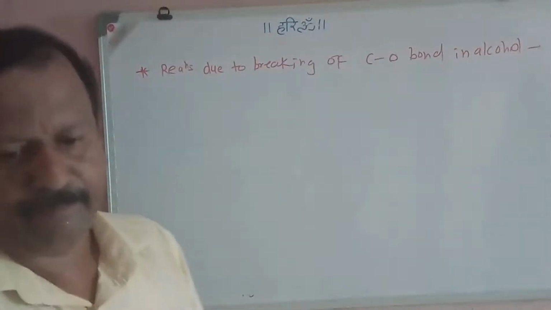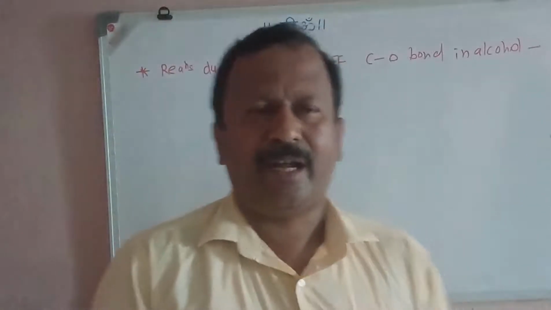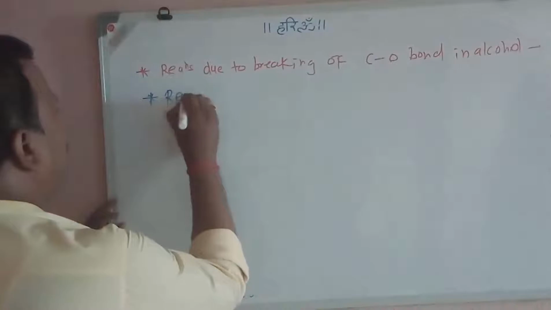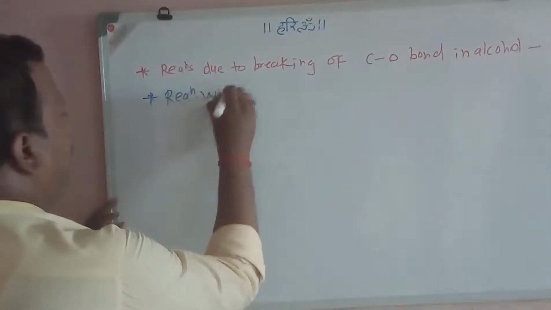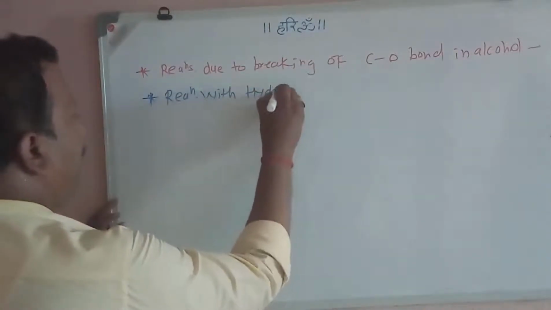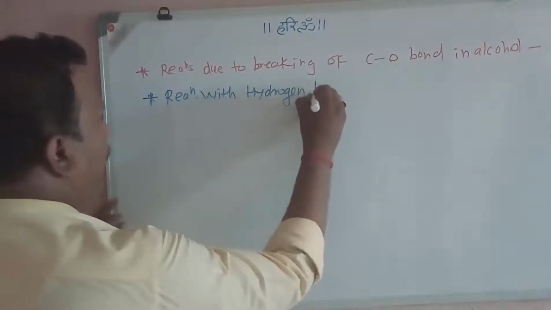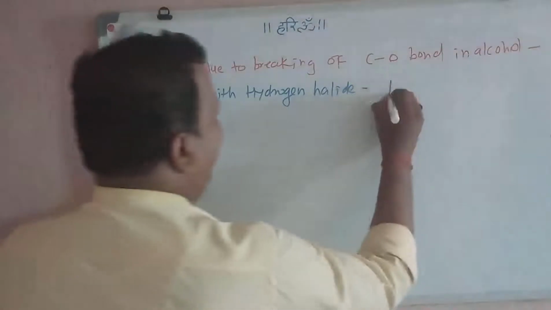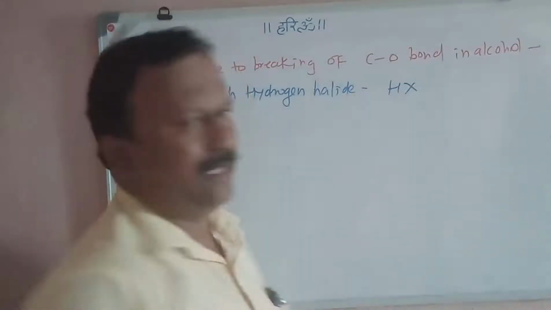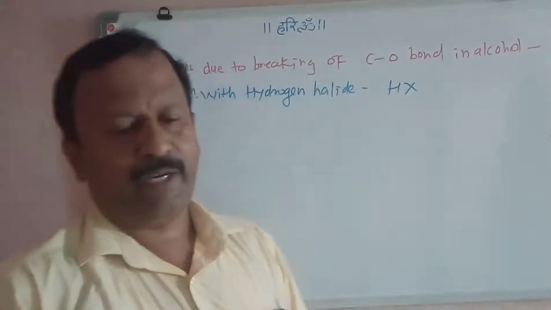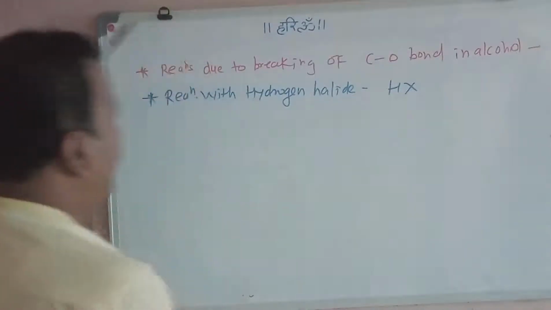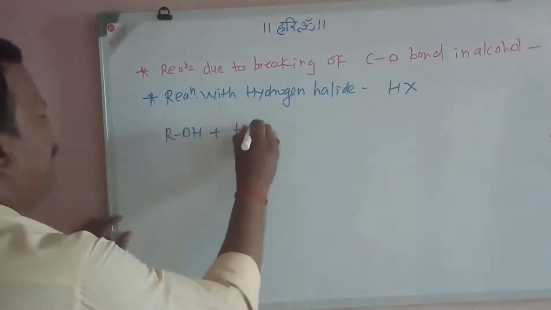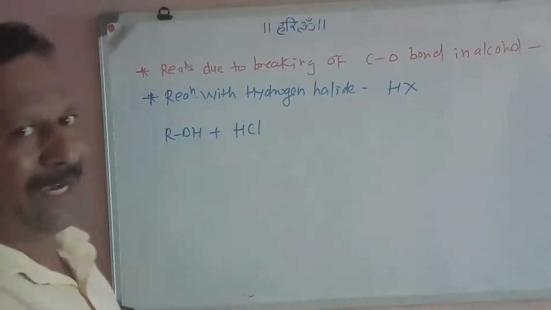फॉर एक्झाम्पल पहिली रिएक्शन बघूया आपण, रिएक्शन विथ हायड्रोजन हलाइड्स. Reaction with hydrogen halide, that is HX. So X is equal to halogen like chlorine, bromine, iodine, etc. For example, आपण बघूया reaction ROH, that is alcohol, when reacted with hydrogen chloride HCl.